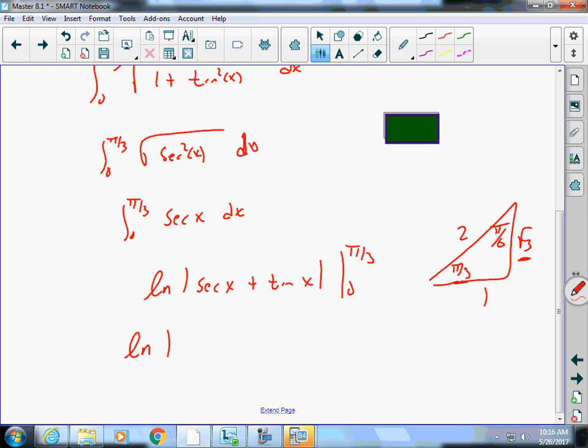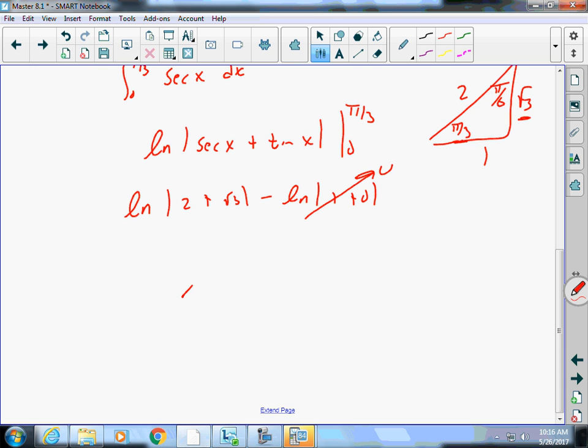I'll evaluate that. The secant of pi over 3 is 2, plus the tangent of pi over 3, which turns out to be square root of 3, minus the natural log. The secant of 0 is 1. Tangent of 0 is 0. I'm looking at the natural log of 1, which is 0. So my final answer is just the natural log of 2 plus the square root of 3. And I could drop this and just put parentheses instead of the absolute value, and that's fine.